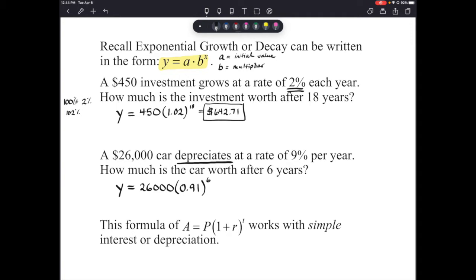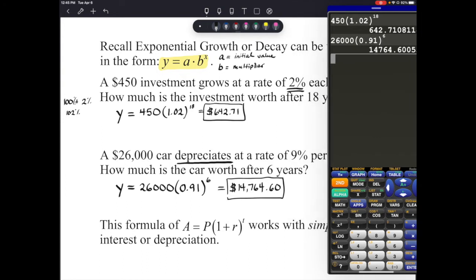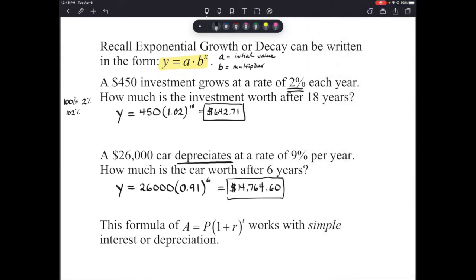And then we'd raise that to the 6th power so we could figure out what it would be worth after 6 years. And you can go ahead and use the calculator again, right? 26,000 times, I'm sorry, not 1, we'd have 0.91 raised to the 6th power. And our car is now worth $14,764.60. All right, so hopefully those ones look familiar to you, like you've seen those in the past.